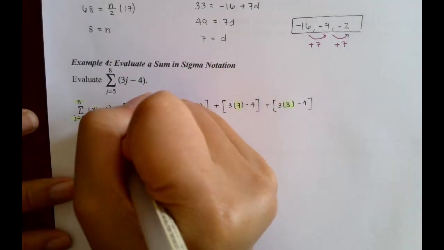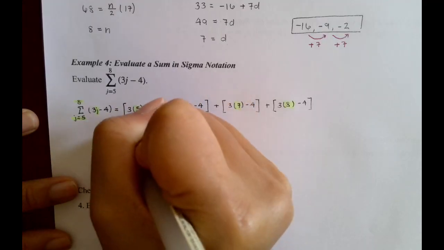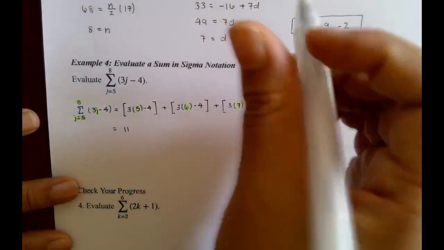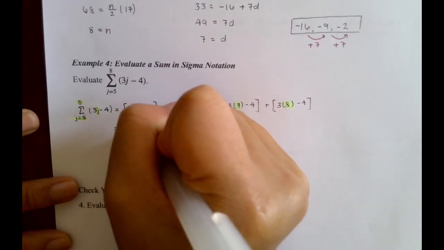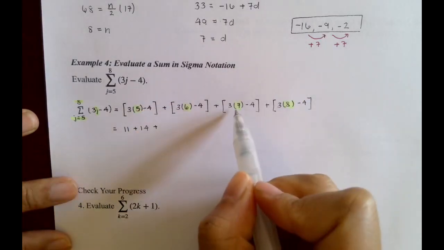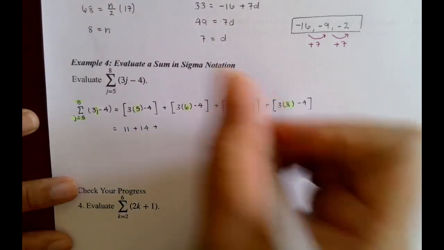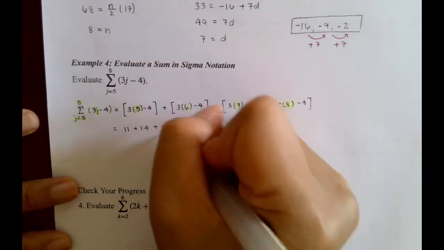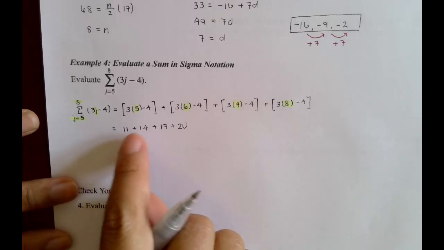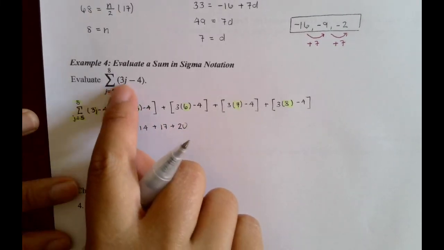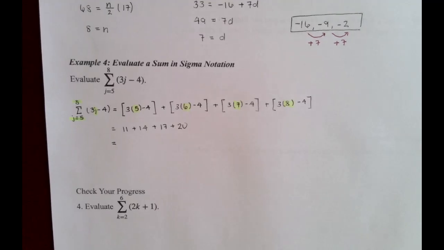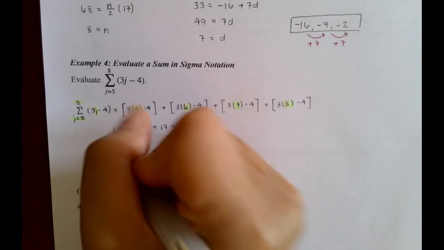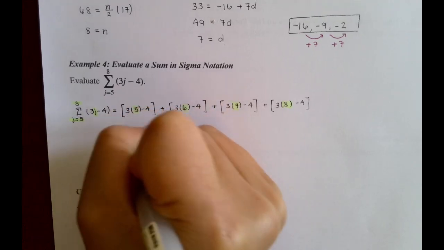So 3 times 5 is 15, 15 minus 4 is 11. 3 times 6 is 18, 18 minus 4 is 14. 3 times 7 is 21, 21 minus 4 is 17. 3 times 8 is 24, 24 minus 4 is 20. Note that here the difference is 3: 11, 14, 17, 20, that's where this 3 comes from. Then I just need to add them all up. 11 plus 14 plus 17 plus 20 gives me 62, and so that is its sum.